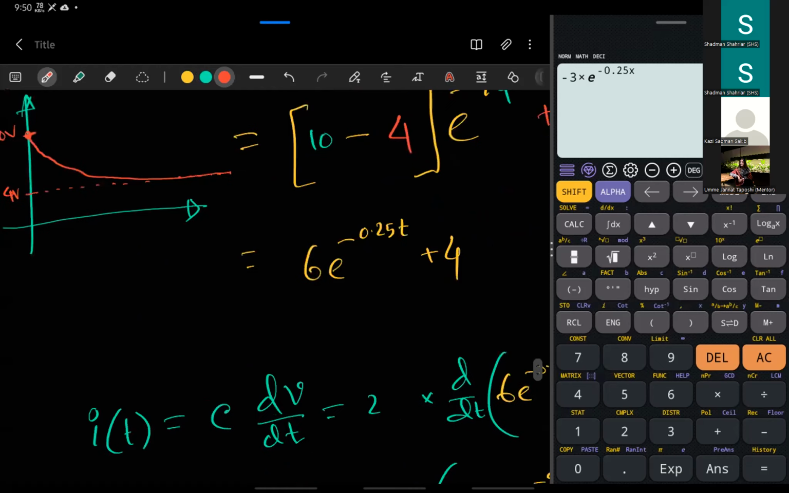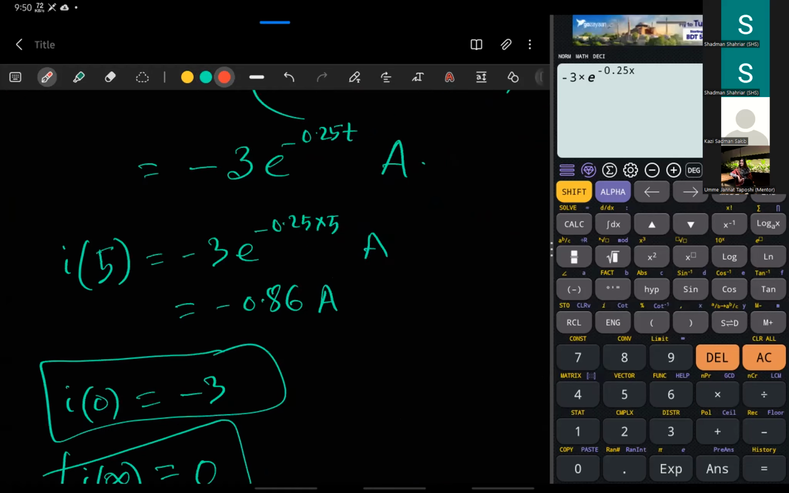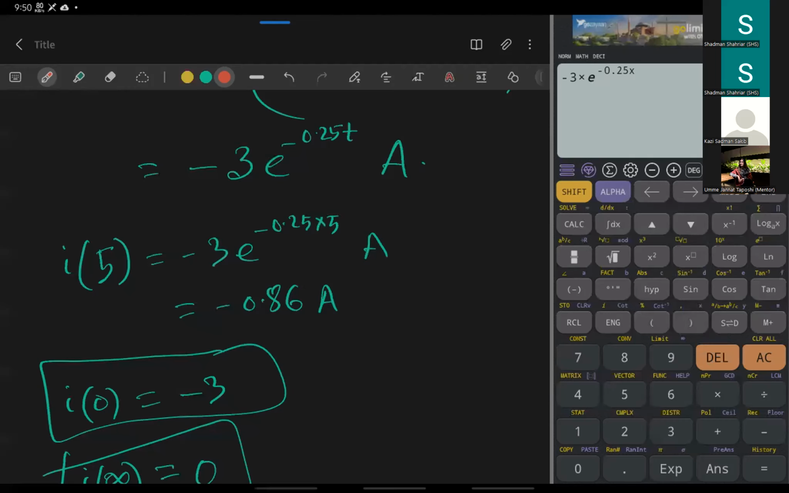So sir, if I try to draw every graph for V and I, will the I always be reverse of V, I mean in the graph? Or is it just for this particular graph that we have seen? No, this is basically for this particular graph.